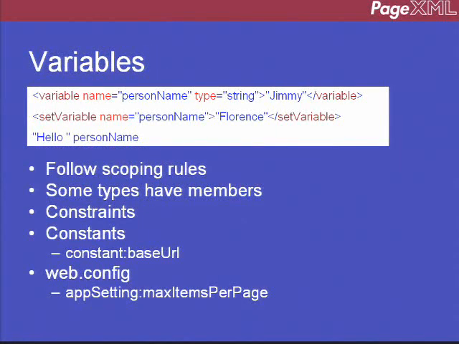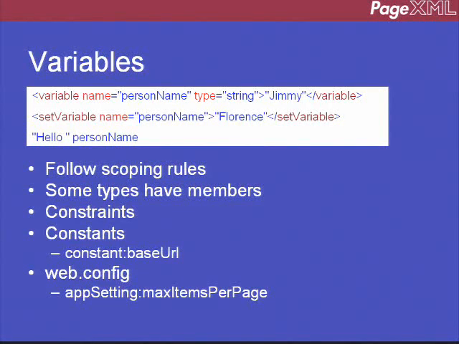Right, well we'll start right at the beginning of this language. Something pretty simple, variables. How do you work with them? We've got variable and set variable, which is self-explanatory. And on the variable there you've got a type. And the variables are like most languages. They've got scoping rules. Some of the types have got members, like a string would have .length.